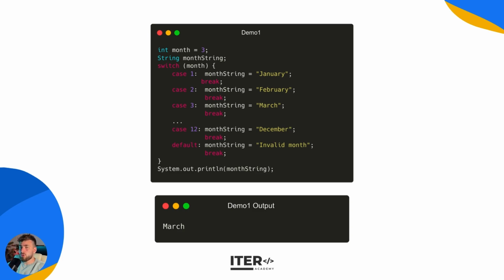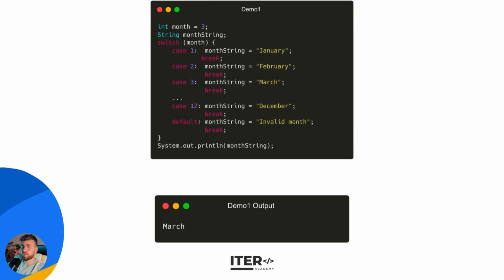It's important to note that unlike if-else statements, the switch statement only tests for equality. Also, the cases are limited to certain types like int, short, byte, char, and enum. In the next part of this lesson, we'll be discussing the differences between switch and if-else statements and when it's appropriate to use one over the other. So stay tuned.